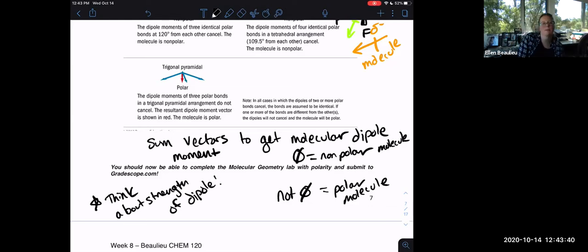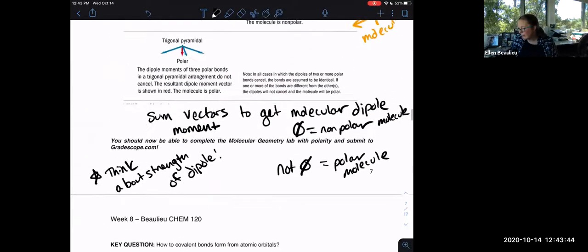Think about the strength of the dipole. Okay, that's about all I wanted to say about polarity.